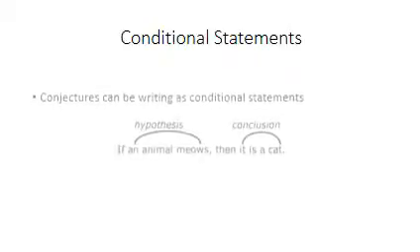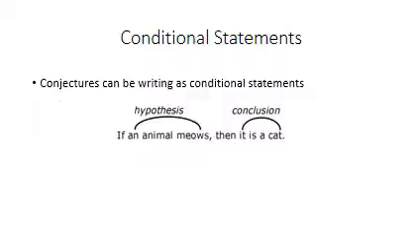We're going to look at a way of taking these conjectures and writing them in a certain way called a conditional statement that may help us a little bit in proving or disproving our statements. So we're going to use an if-then format. So if a condition is true, then we have a conclusion. Something occurs. So here's my example. If an animal meows, we call that our hypothesis. This is the condition that must be true for our conclusion to occur. So if an animal meows, then it is a cat.